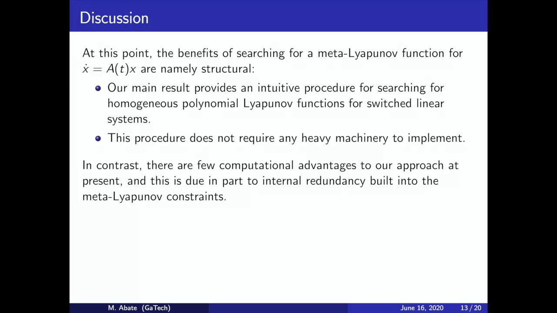At this point, we pause to provide a discussion on the results presented thus far. Our main result is to provide an intuitive procedure for searching for homogeneous polynomial Lyapunov functions for switched linear systems, and this procedure does not require any heavy machinery to implement. There are, for instance, old techniques and tools for searching for quadratic Lyapunov functions, and our result shows how these tools can equally be applied to search for higher-order homogeneous polynomial Lyapunov functions as well. Despite the apparent structural advantages, there are few computational advantages to our approach at present, and this is due in part to internal redundancy built into the meta-Lyapunov constraints provided. To illustrate this assertion, I've included an example on the next slide.